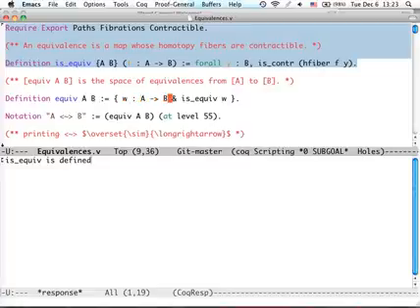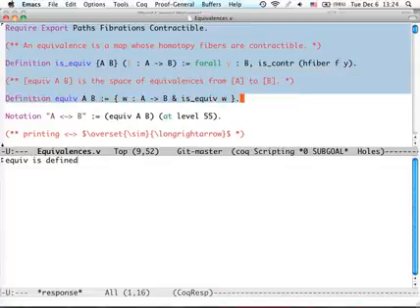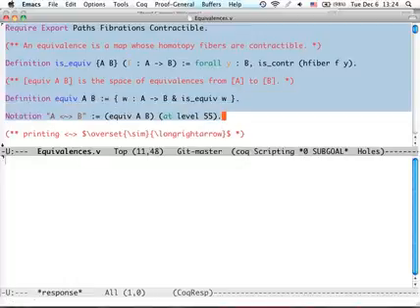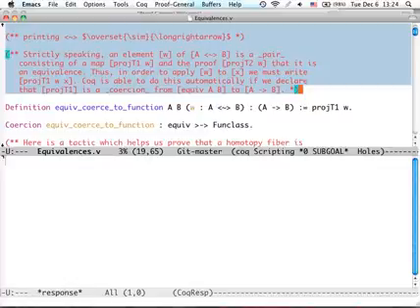So W from A to B such that it's an equivalence. This is what I wrote as a dependent sum, but in Coq it's written like this. And we're going to have a notation. So A, this double wiggly thing, means that A and B are equivalent. It's the space of equivalences. Okay? So here's the first one.